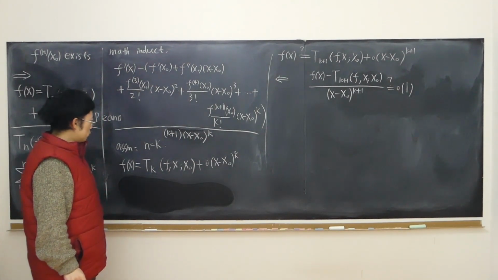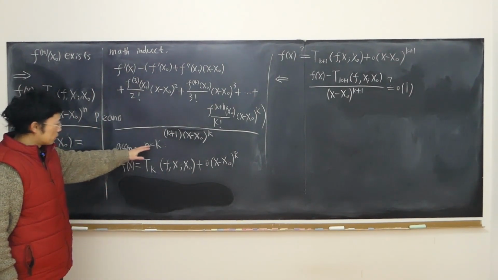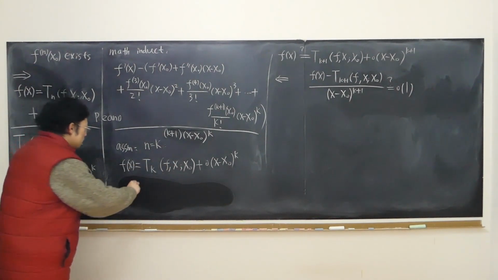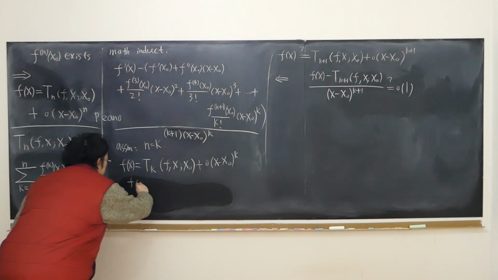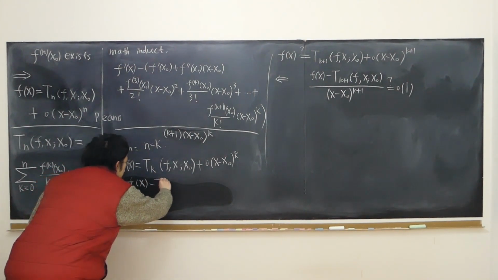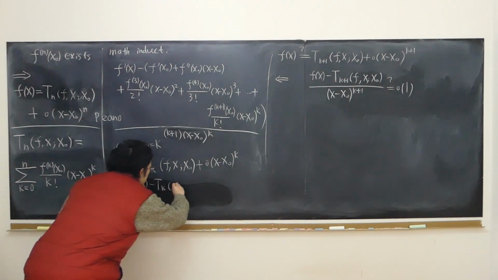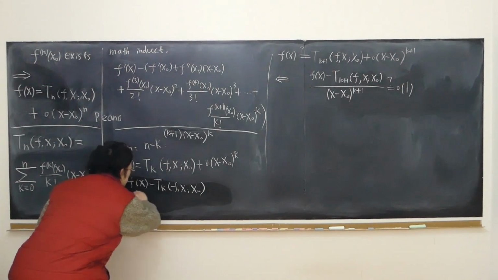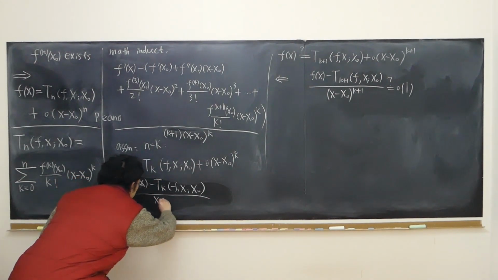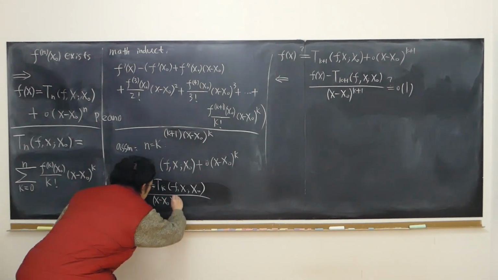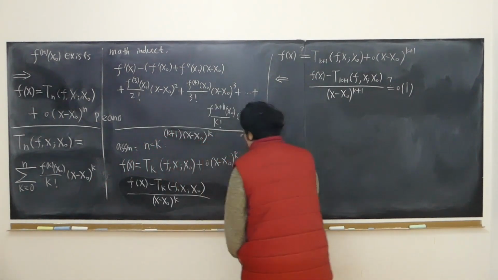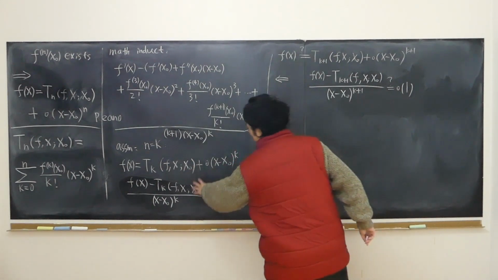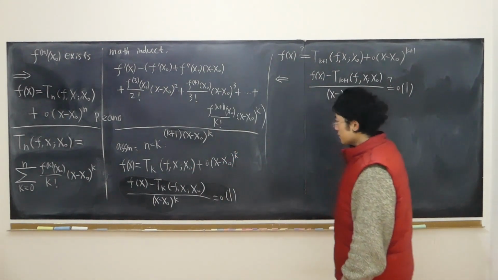And remember, we assume that when n equals k, it's true, right? It can be written like this. In other words, let's rewrite it into f of x minus t sub k of f at x naught over (x minus x naught) to the power of k is equal to little omicron of 1, right? They're equivalent. That's our assumption.